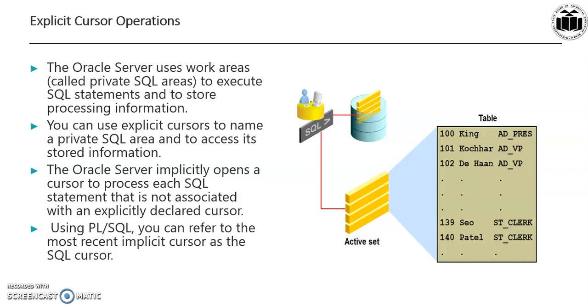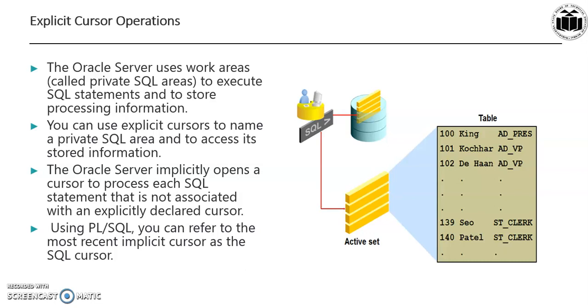The Oracle server implicitly opens a cursor to process each SQL statement that is not associated with an explicitly declared cursor. So one concept is clear: implicit cursors and explicit cursors are different things. Implicit cursors do not depend on explicit cursors for their working, and explicit cursors do not depend on implicit cursors for their working.